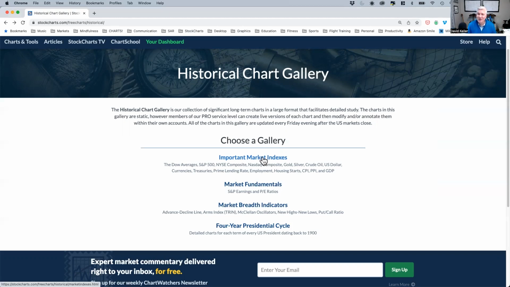I hope this was a helpful look at some of the historical charts. I'd encourage you to dig in a little further. And again, if you want to create your own charts with this sort of deep time frame, our pro level users are able to do that and create their own chart list. So consider that if this is an area you want to focus on.